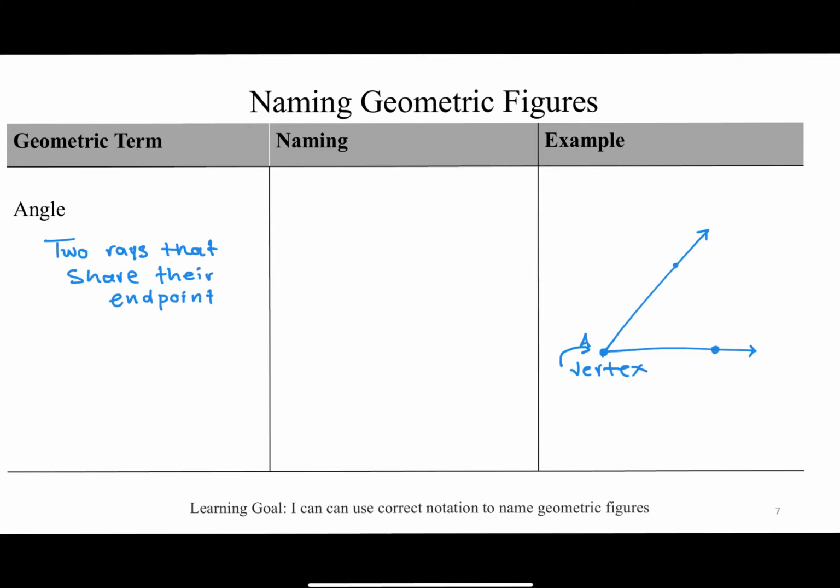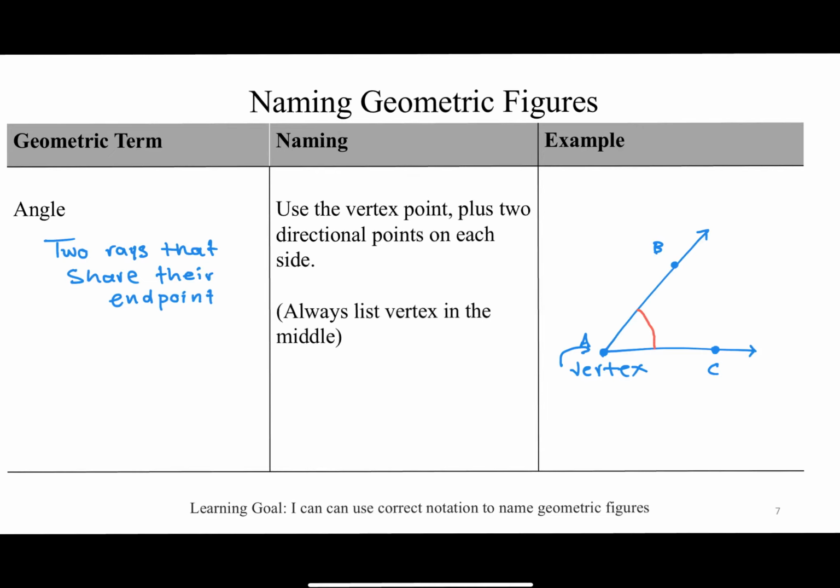So I can call that one A, and I can find a couple other points and call them B and C. And what we have formed now is just this angle, which we can then name using the vertex plus any two other directional points on the sides. So we know that our vertex is A, and two directional points, or just 2 points that are on the rays that make up the sides of the angle, could be B and C. You do have to notice, however, that it is very important that you always list the vertex in the middle. That is why my A is the middle letter.